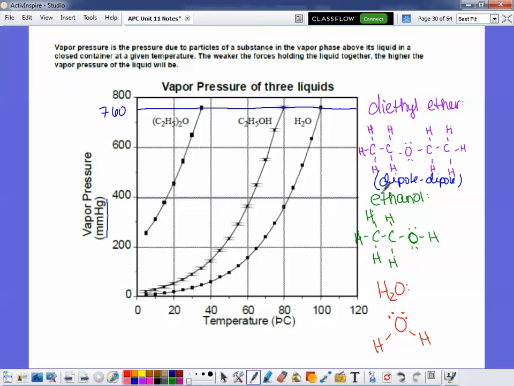What about ethanol? What's the strongest force it's going to experience with another one of its kind? Hydrogen bonding. And then what about water? Hydrogen bonding. But what do you notice about water versus ethanol? There are 2 areas for hydrogen bonding on the water, whereas only 1 on the ethanol. So based off of the structures, which one do we expect to have the higher boiling point? Water should have the highest boiling point.